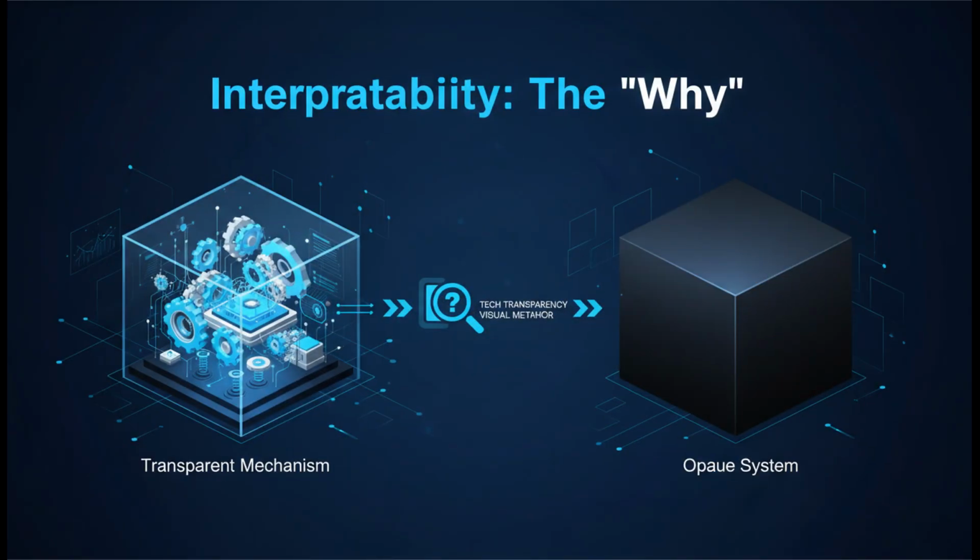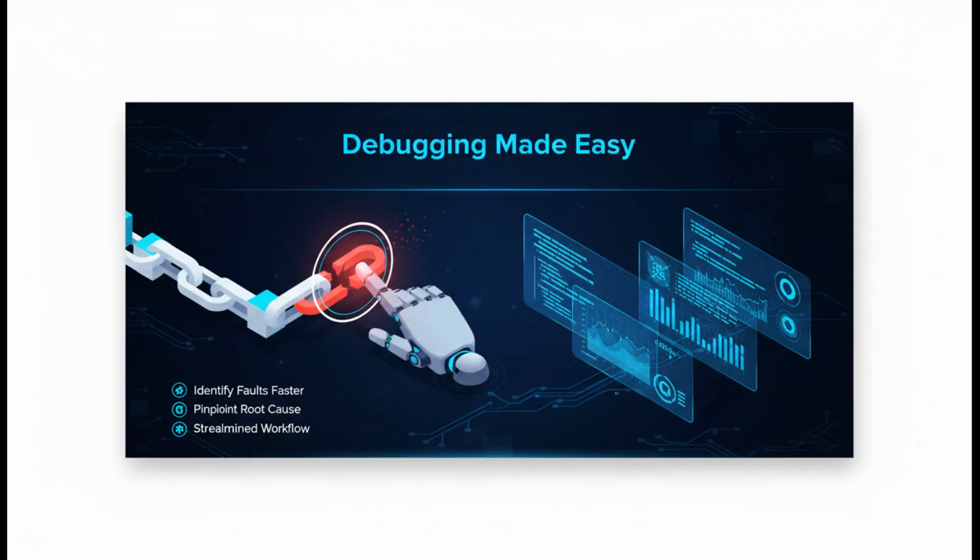One of the best parts of CoT is interpretability. Because the AI is thinking out loud, you can read its logic and see exactly where it might have gone off the rails. If the AI gives you a wrong answer, you don't have to guess why. You can look at the chain, find the specific step that was wrong, and adjust your prompt to fix that specific logic.